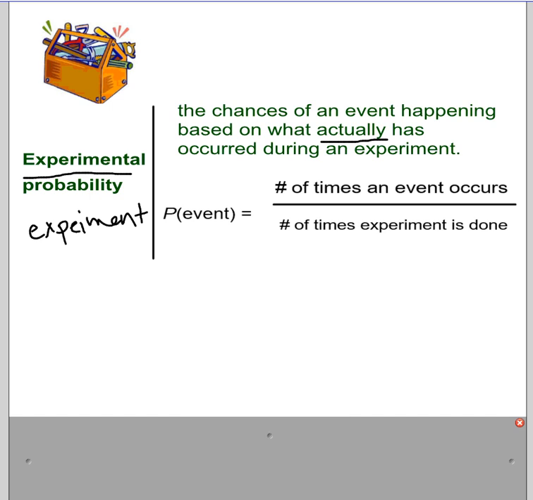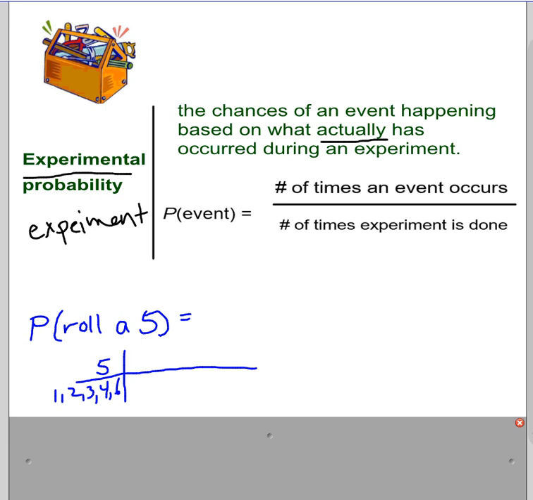Okay, so now that we have the definition of experimental probability, I want to go through what this would actually look like. Let's say I wanted to roll a die and find the probability of rolling a 5, and I want the experimental probability. Remember, this is based upon what actually happened. So I need to keep track of how many times I roll a 5 and how many times I roll anything else: 1, 2, 3, 4, or a 6.